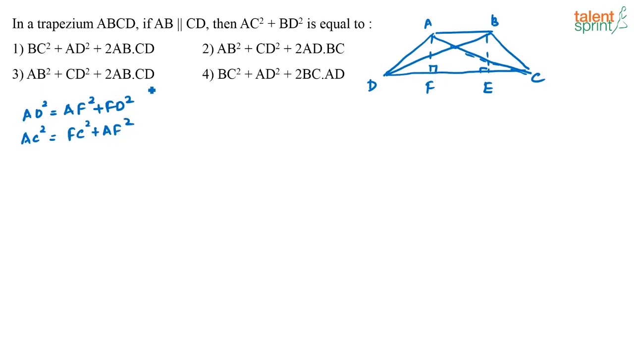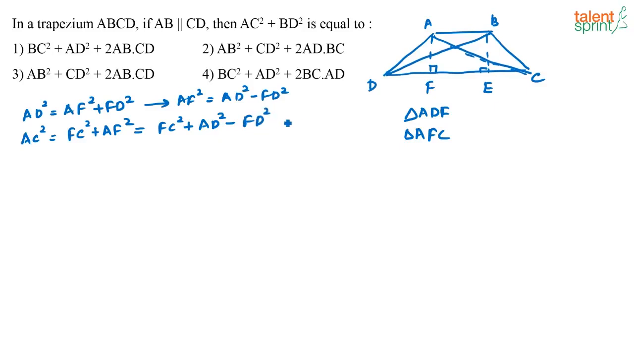So from this first statement, what can I say? I can say AF squared is equal to AD squared minus FD squared, right? First I considered triangle ADF, then I considered triangle AFC. So when I considered triangle ADF, I got this, basic Pythagoras theorem. Again, when I consider triangle AFC, I got this. I am substituting that here in this equation. So what do I get? This will become FC squared plus AD squared minus FD squared. So this is one equation that I have. Let us keep this equation.